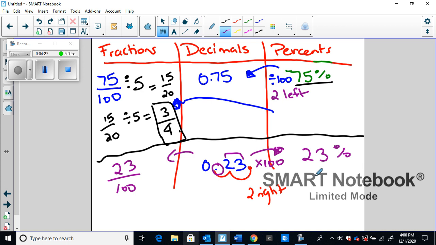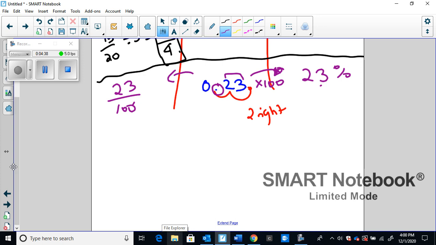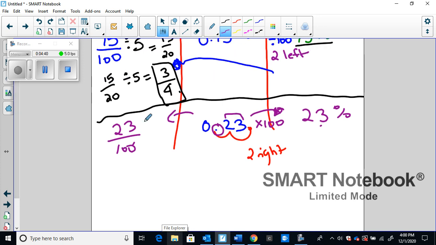All right, and if you notice, you can go from a percent to a fraction as well, right? Percents are always going to be out of 100. So this is 23 out of 100. Makes it nice and easy for me to convert between percents and fractions. And now I can't divide the top or the bottom by the same number. So this is my final fraction. Okay, so I'm finished here.